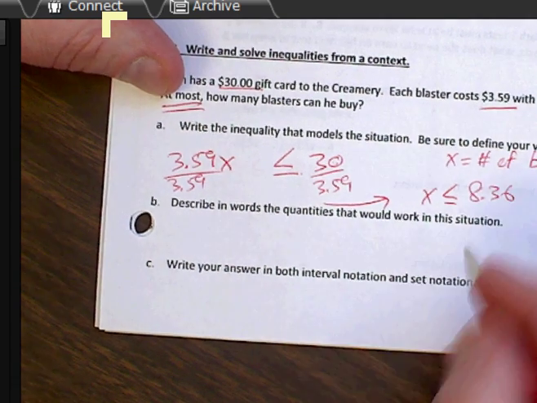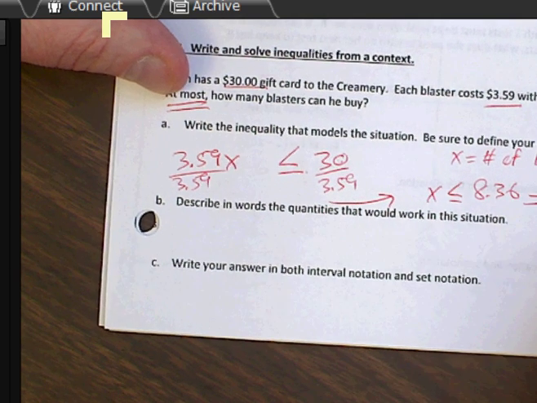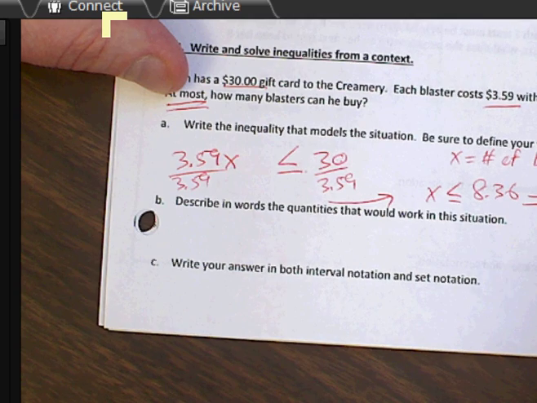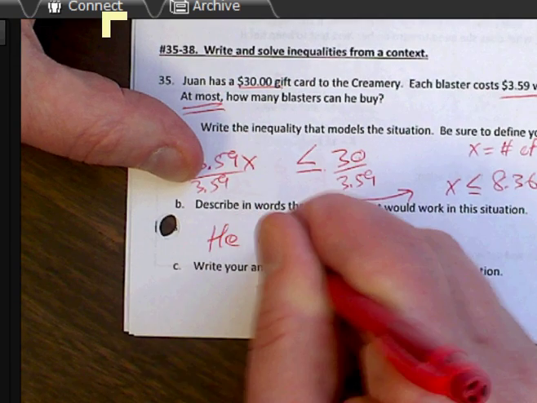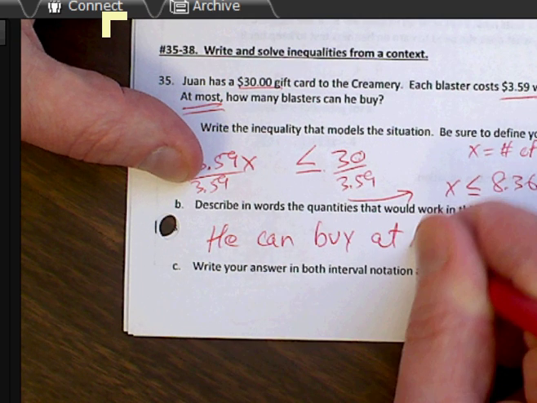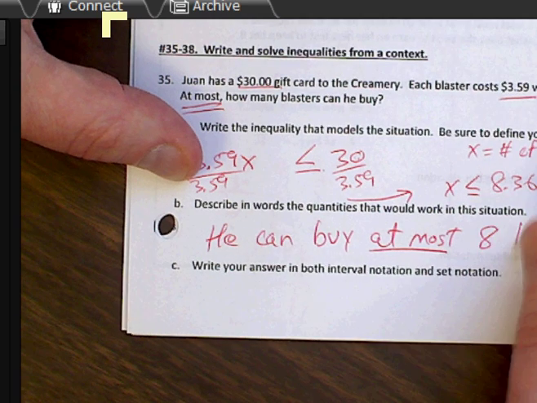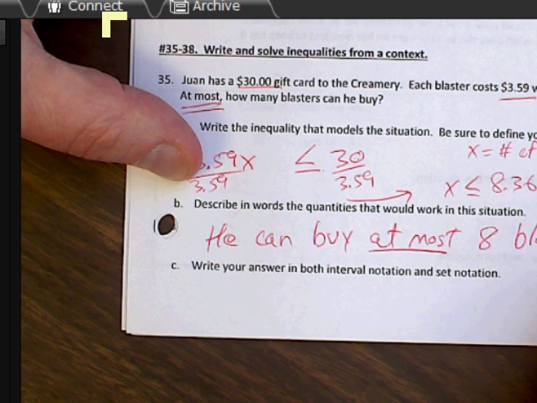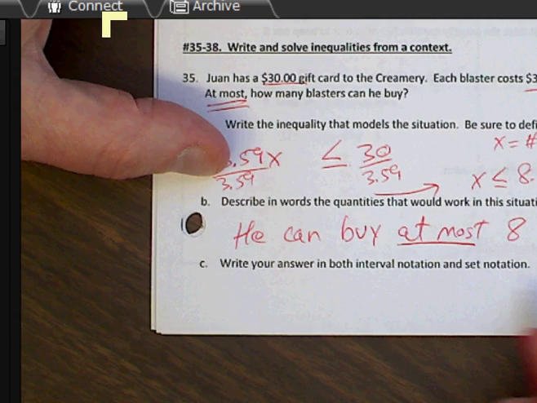So what does this mean? Can he buy 9? Can he buy 8? He can buy 8. Right? So this means he can buy at most 8 blasters with this $30. Write your answer in both interval and set.